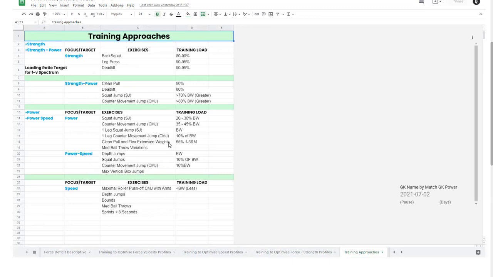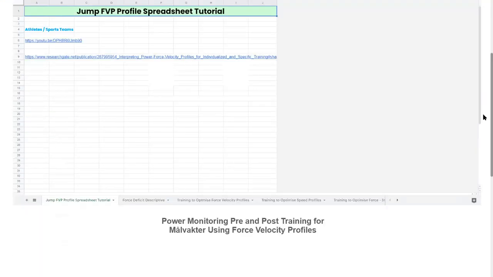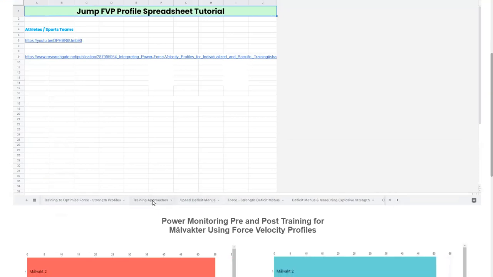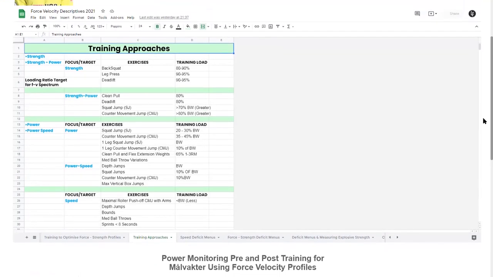And of course, with this power stuff, critical for goalkeepers, Olympic weightlifting for the ankle plantar flexion that we need in the contralateral dives, and also for hip power starting that movement. And go along here. Training approaches.